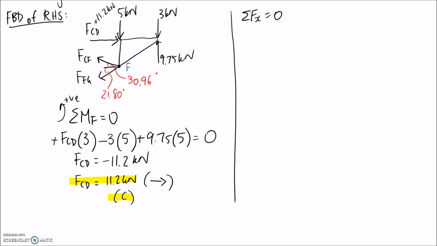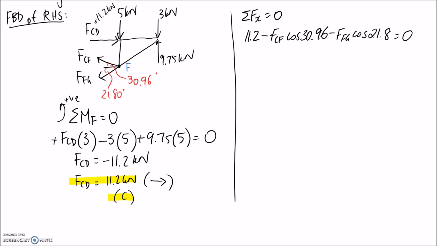Has to be 0. So we're going to have the positive component from FCD, and we just worked that out to be 11.2. These only have y components, so they're not going to be in the equation. And then we're going to have both of these going in the negative direction. So negative FCF, it's going to be the cos component. And negative FFG, again, it's going to be the cos component.